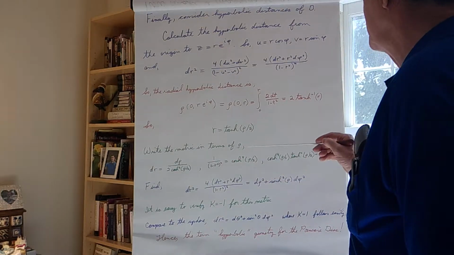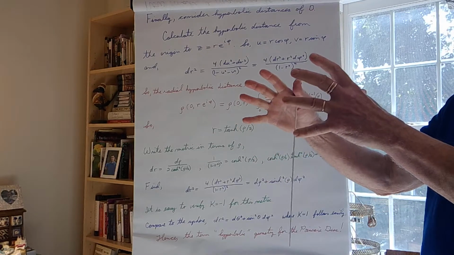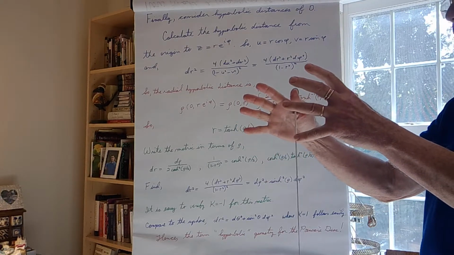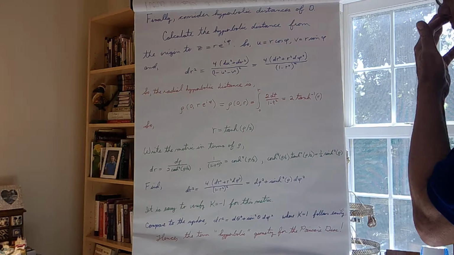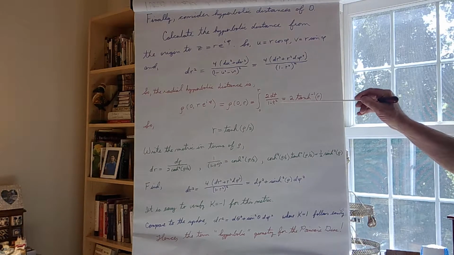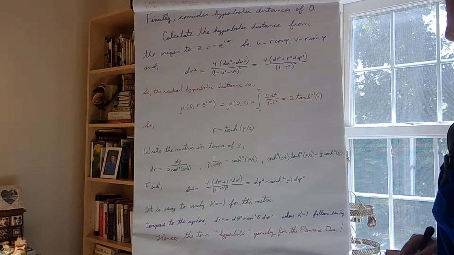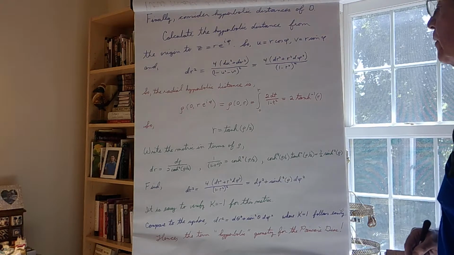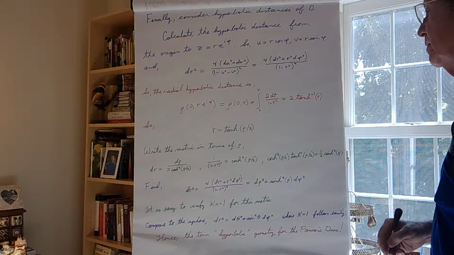Let's write the metric in terms of rho. The disk's Euclidean size is what it is, but its hyperbolic length is unbounded. Its hyperbolic distance to the edge is quite infinite. You see that in the denominator of the metric, the denominator going to 0 as r approaches 1, and that's reflected in the character of the integral here.